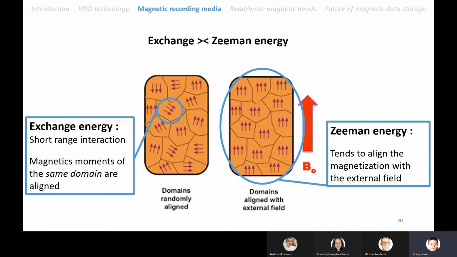The exchange energy takes into account short-range interaction and is at the origin of ferromagnetism for magnetic materials. Because of it, neighboring magnetic moments will have a tendency to align in the same direction, forming various domains. On the other hand, Zeeman energy describes the reaction the system will have to an external field. Generally, the magnetizations of the different domains align to the applied field.